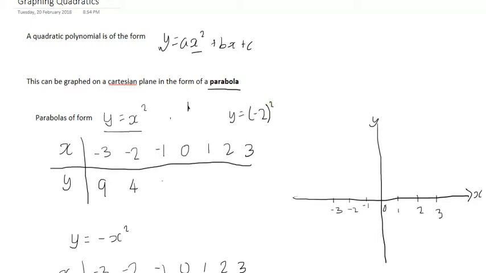(-1)² is just 1. 0 squared obviously remains 0. Then 1, 4, 9. So you can see it's got that symmetry about the origin here.